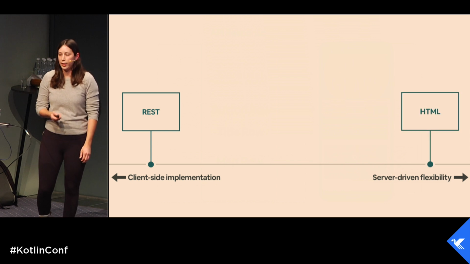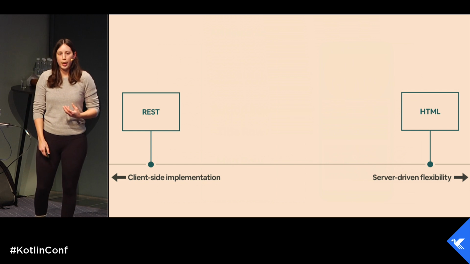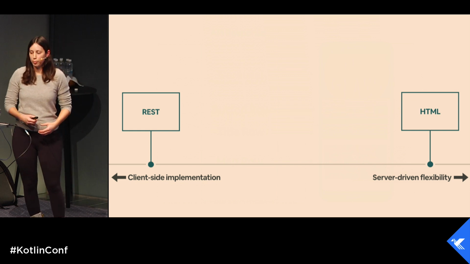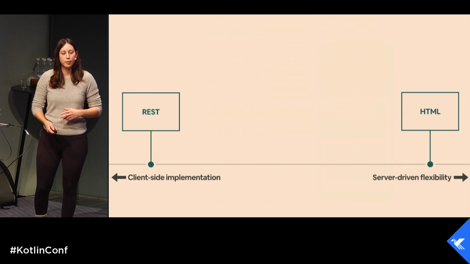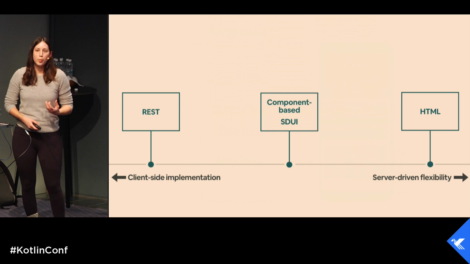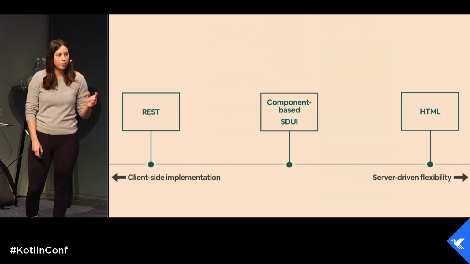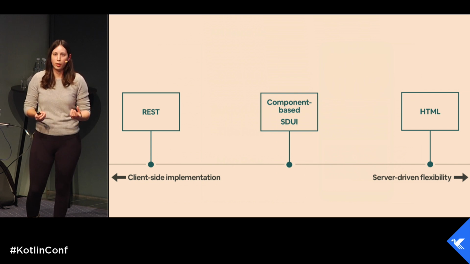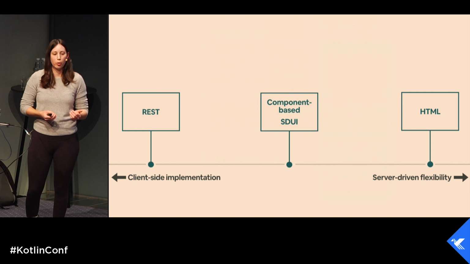A good example of this is HTML. In an HTML layout, every pixel might be controlled by the server because it controls what in the layout gets sent to the client. Somewhere in the middle, we have component-based server-driven UI. The client still controls some of the fine-grained details, like, for example, the exact placement of a button within a component would be left up to the client. But what is shown, like which components are shown and in what order, is determined solely by the server.